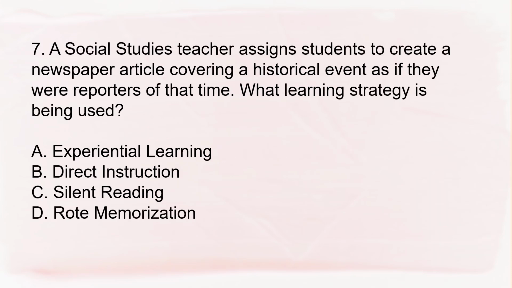Number 7, a social studies teacher assigns students to create a newspaper article covering a historical event as if they were reporters of that time. What learning strategy is being used? Letter A, experiential learning. Letter B, direct instruction. Letter C, silent reading. Or letter D, rote memorization.